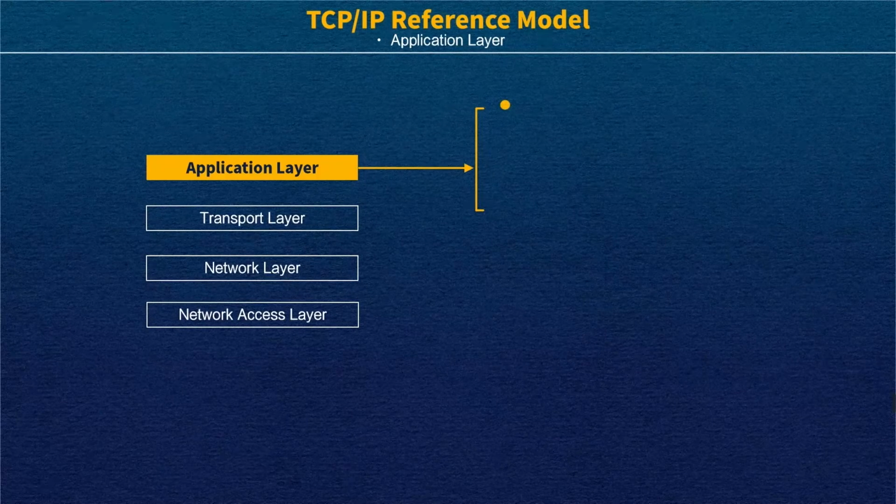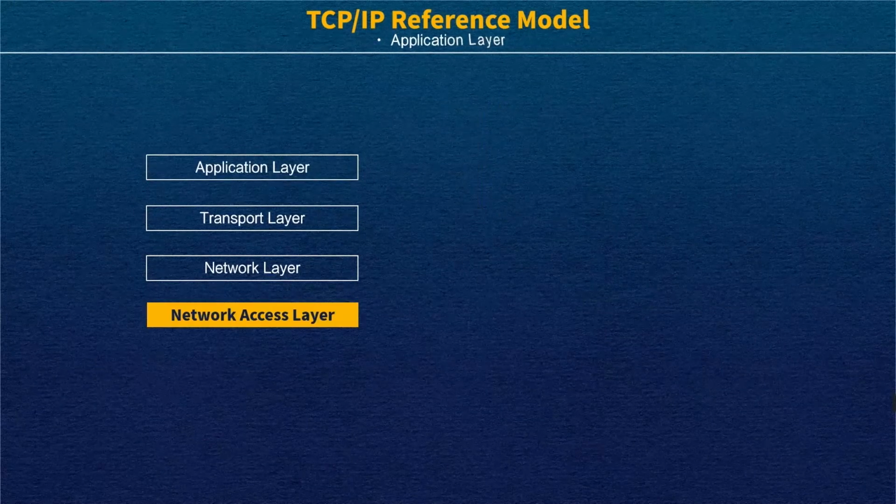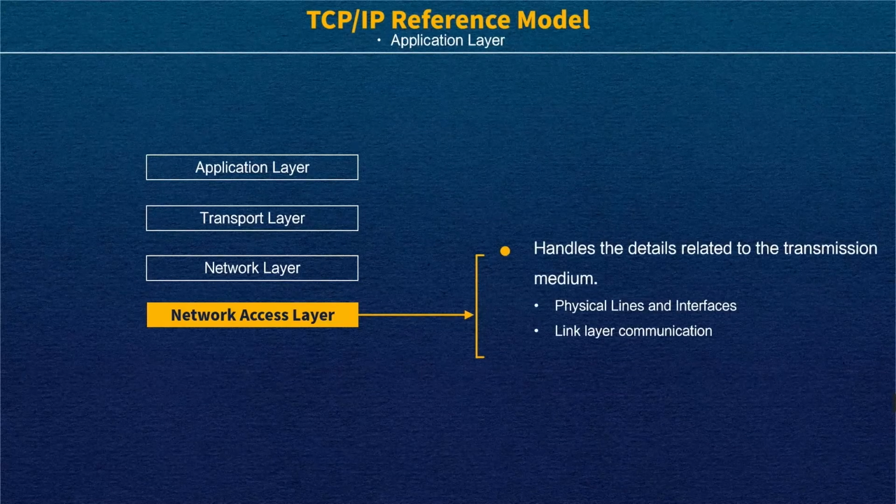And the last layer is the network access layer. About this layer, the main function handles the details related to the transmission medium. Because we integrate the physical layer and the data link layer together, this layer connects directly with the cable. So we use it to indicate the physical lines and interfaces, and also the link layer communication.